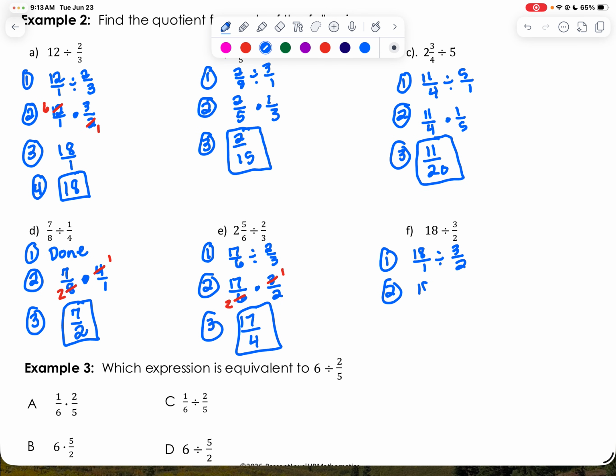All right, in problem F, I rewrote this as 18/1 divided by 3/2. Then I'm going to multiply by the reciprocal. So I get 18/1 times 2/3. Here I could cross cancel. 3 divided by 3 is 1. 18 divided by 3 is 6. So if I multiply the numerator, 6 times 2 gives me 12. 1 times 1 gives me 1. Step 4, if I simplify 12 divided by 1, I simply get 12.